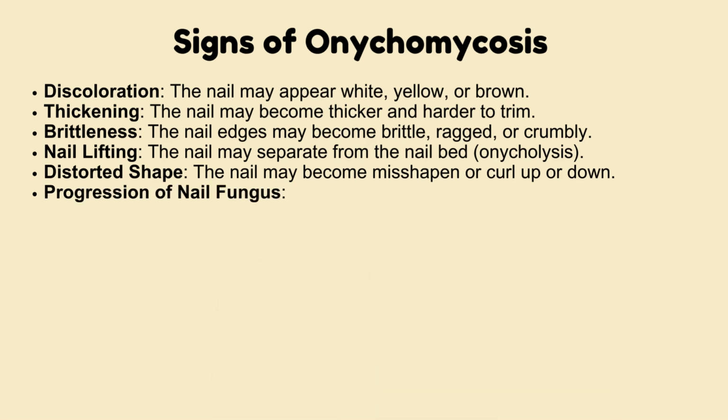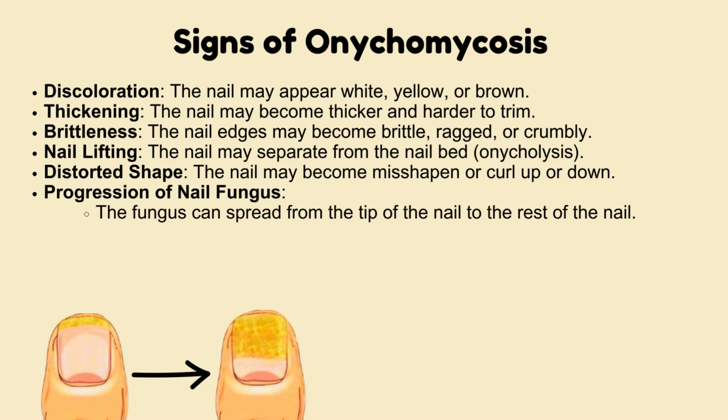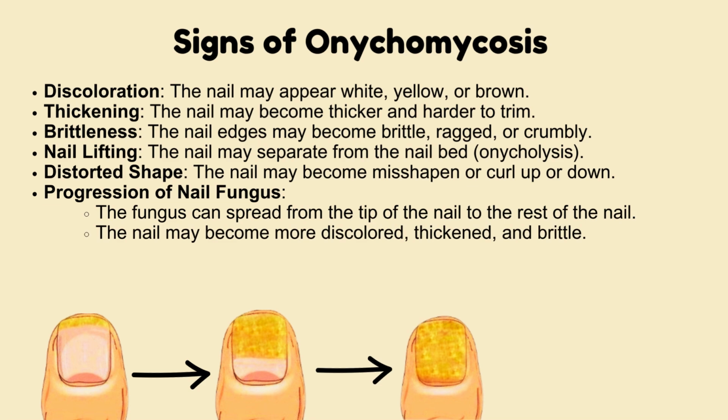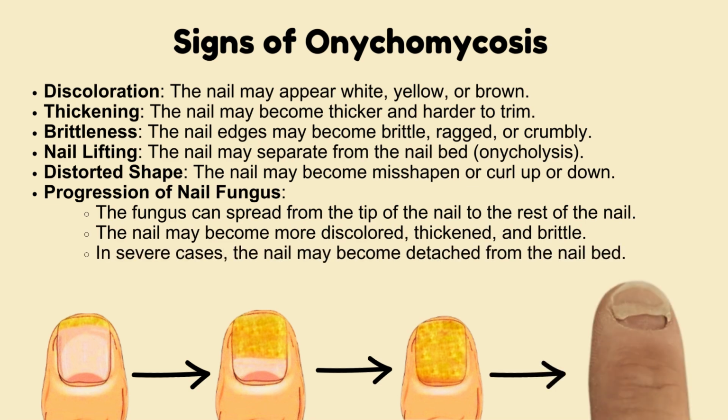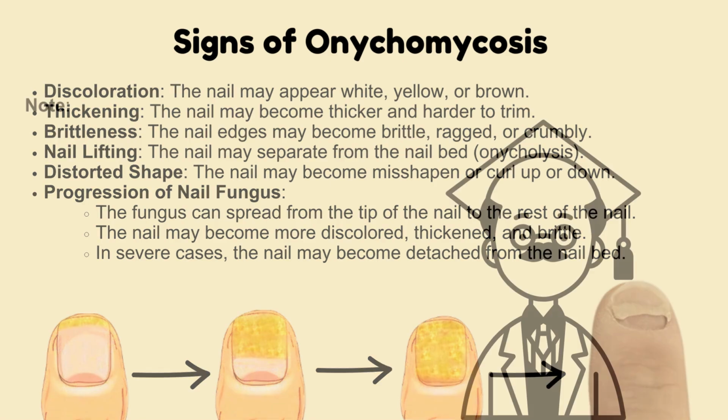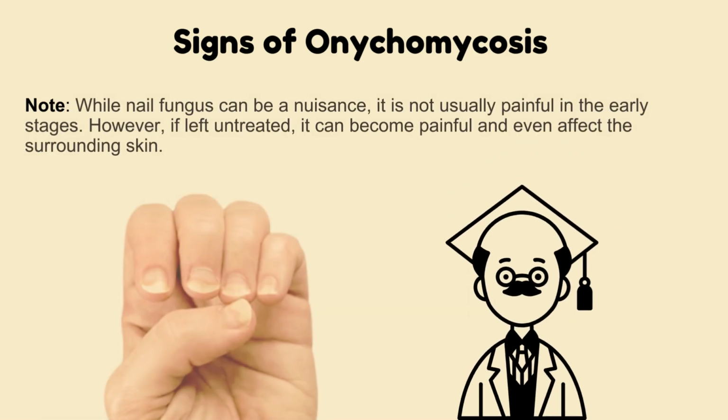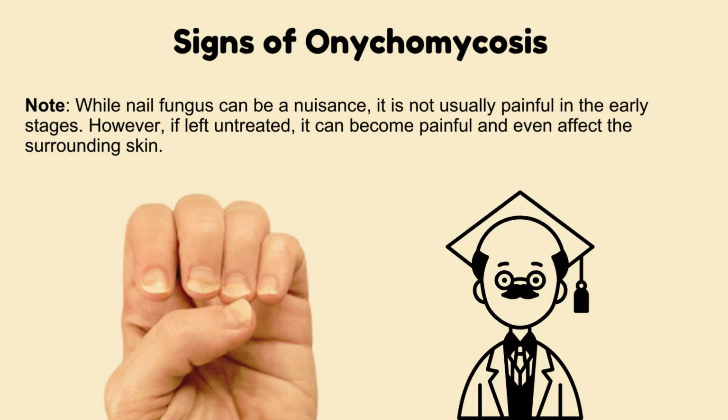Progression of nail fungus. The fungus can spread from the tip of the nail to the rest of the nail. The nail may become more discolored, thickened, and brittle. In severe cases, the nail may become detached from the nail bed. Important note: while nail fungus can be a nuisance, it is not usually painful in the early stages. However, if left untreated, it can become painful and even affect the surrounding skin.